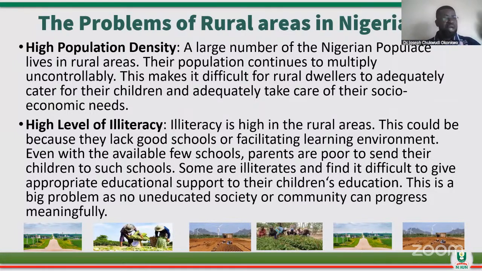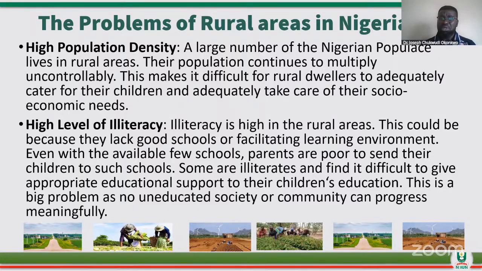Then we have high level of illiteracy. What do we really mean by this? Illiteracy is high in the rural area. This could be because they lack good schools or facilities of learning. Illiteracy means one doesn't have the ability to read and write, all right? So when you have high level of illiteracy, it means that either the facility to help them learn is absent or is poor. So that's one of the problems of rural areas.